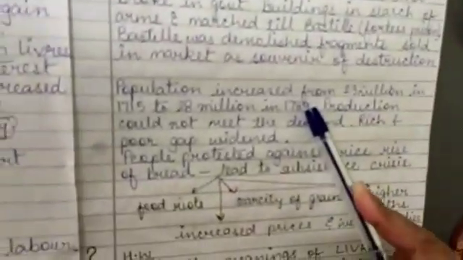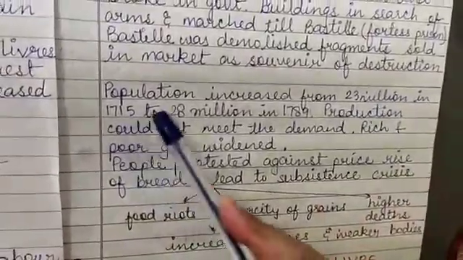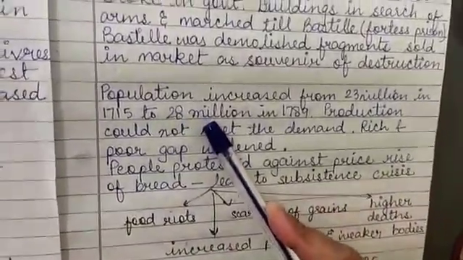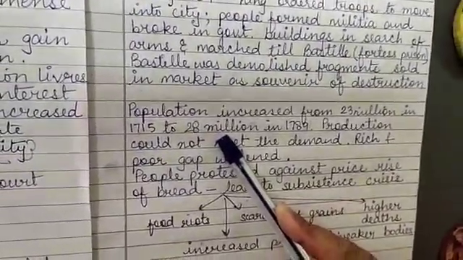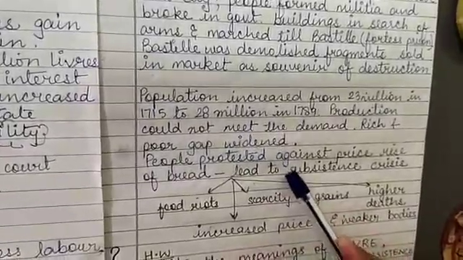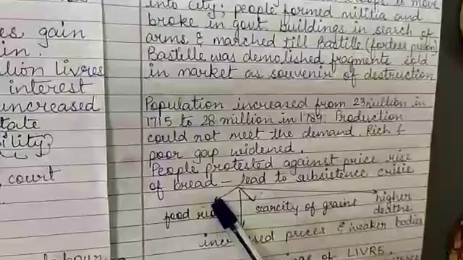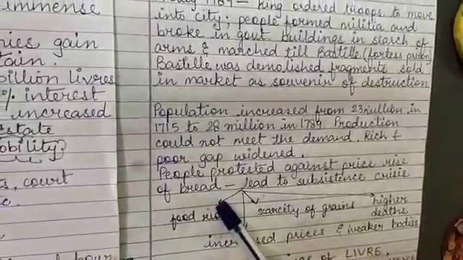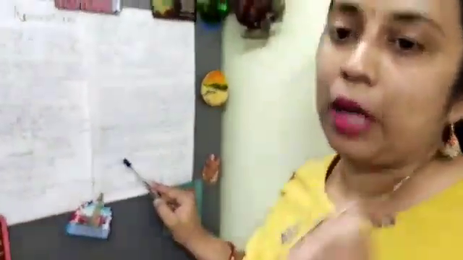The population of France rose from about 23 million in 1715 to 28 million in 1789. This led to a rapid increase in the demand for food grains. Production of grain could not keep pace with the demand, so the price of bread, which was the staple diet of the majority, rose rapidly.